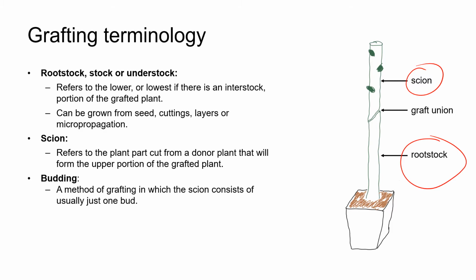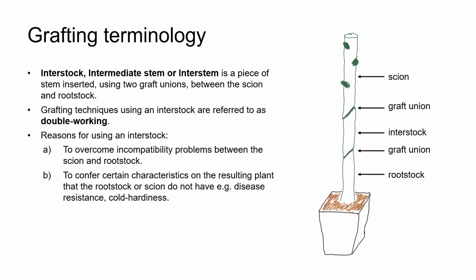As with all methods of propagation, hygiene is important in grafting, and the scion or budwood and rootstock should all be free from any known pests and diseases. Sometimes a third piece of stem is used between the rootstock and scion and is referred to as the interstock. It's also called an intermediate stock or an interstem.